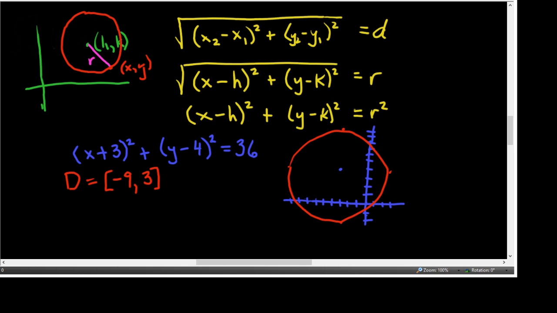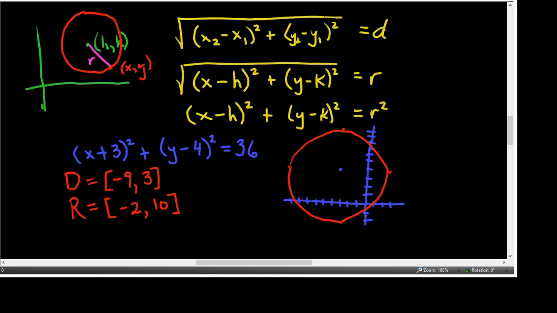And so the range will end up being negative 2 to 10. All right.